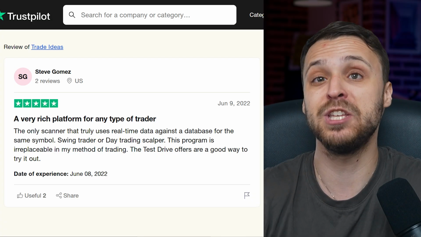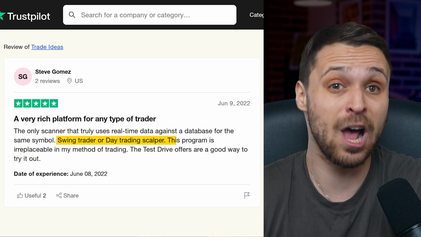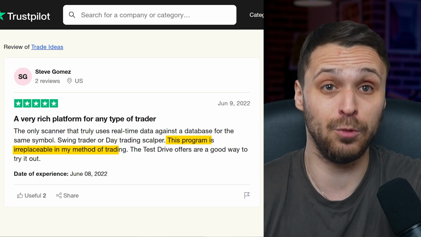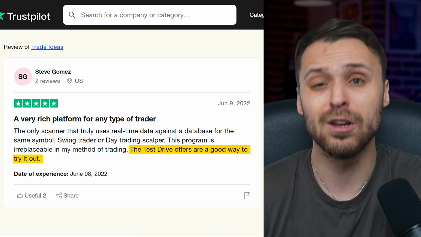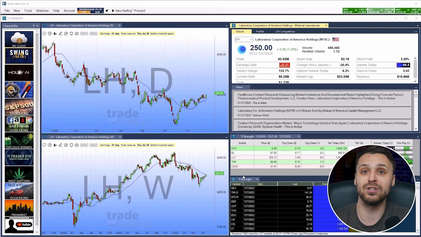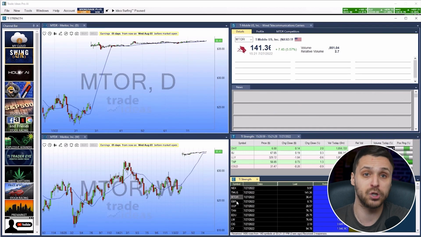I came across this review where a user said that for a swing trader or a day trading scalper, this program is irreplaceable in their method of trading. He also praised the test drive offers as a good way to try it out. Unlike TrendSpider and TradingView, Trade Ideas is built first and foremost to discover opportunities as they emerge. Its scanners are constantly searching the market for unusual activity, momentum moves, and potential trade setups throughout the trading day.